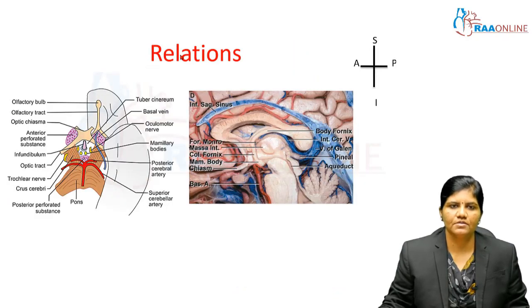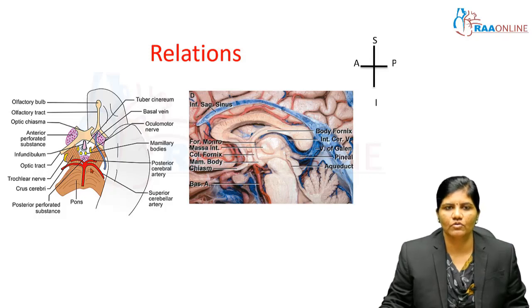Let's see the relations. On either side, this is the part of midbrain known as crus cerebri. On either side it is crossed by some structures. Here you can appreciate the optic tract on either side from above downwards. Then this is the posterior cerebral artery and this is the superior cerebellar arteries. So on either side it is crossed by optic tract, posterior cerebral artery and superior cerebellar arteries, as well as taenia pontis. It is a white ridge of pons.